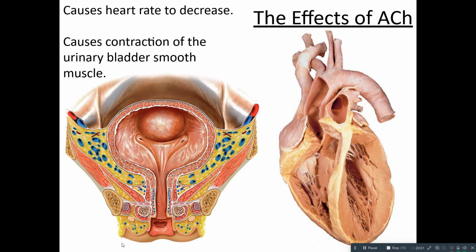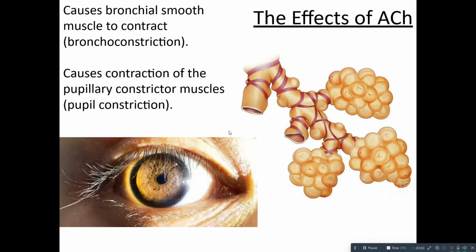It is going to decrease heart rate. And again, notice we're living up to our rest and digest nickname here. It also causes contraction of urinary bladder smooth muscle. So remember, it's the D division, and the D is for diuresis, defecation, and digestion. Other effects of acetylcholine include constriction of the pupil and contraction of airway smooth muscle. This is known as bronchoconstriction. And this is going to restrict airflow into and out of our lungs.